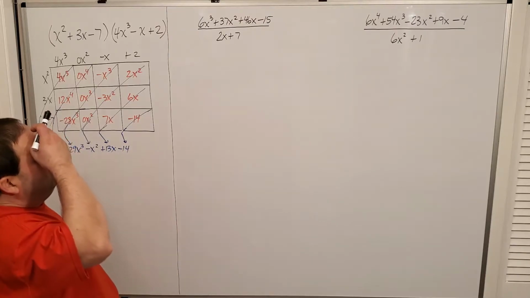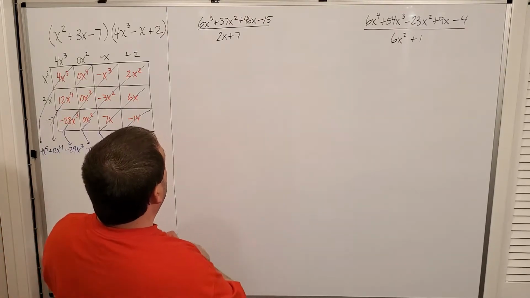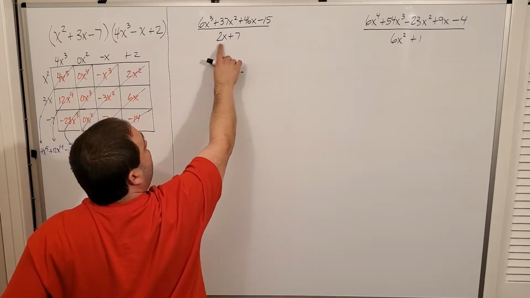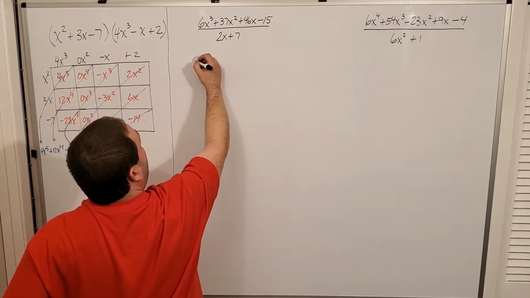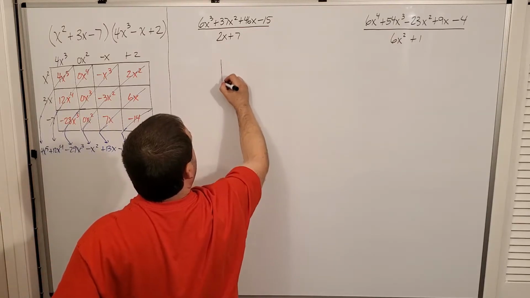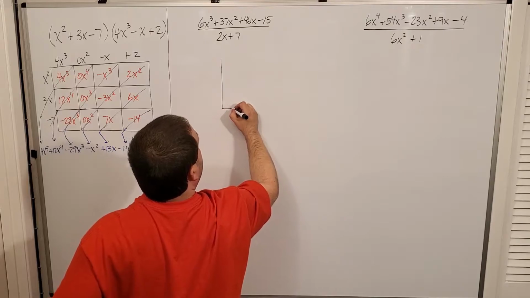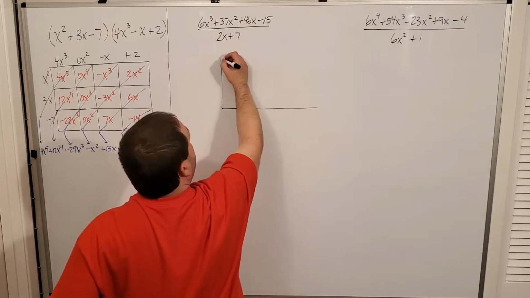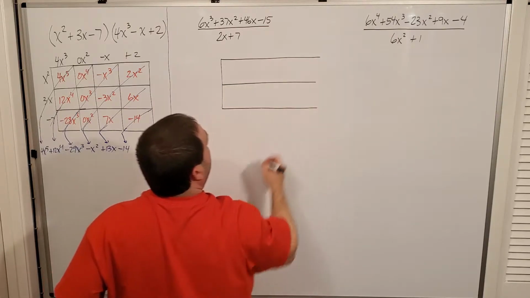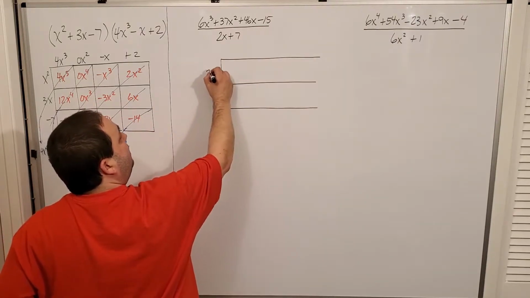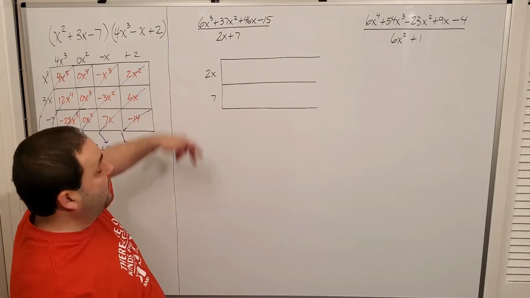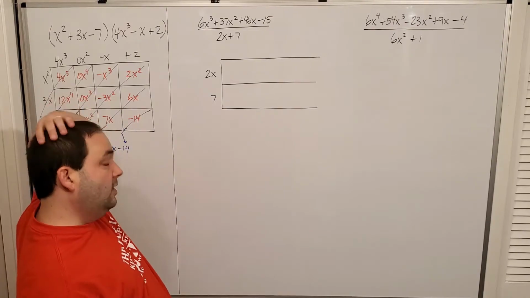Okay? So, right here, I'm dividing by 2x plus 7. So right away, I know that my chart is only going to be 2 rows tall. Okay, so I'm going to start my chart off like this with only 2 rows, and that's because I know that I have a 2x and a 7 on the side, right? That's my thing that I was multiplying by.